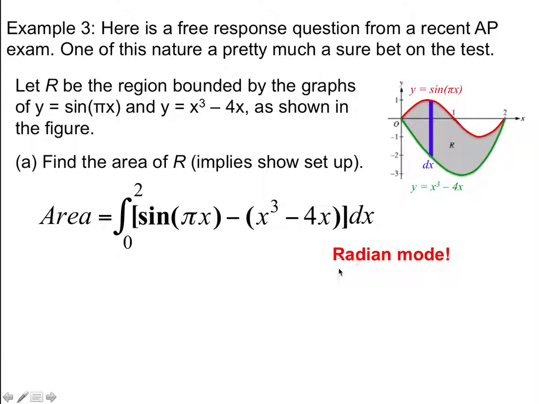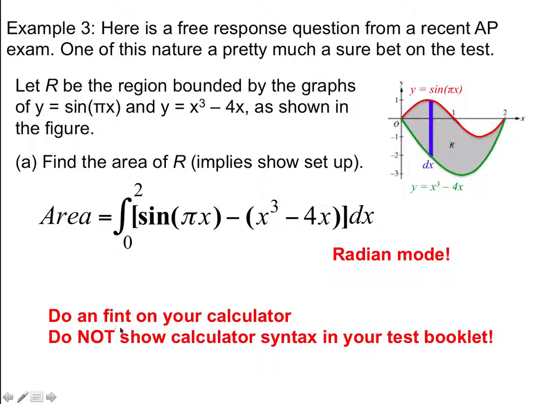Make sure you're in radian mode. And this is a calculator question, so we're going to do an fnInt here. We do not show this fnInt in our test booklet. We just show the setup and then the equals and then the answer. So as you put this into your calculator from 0 to 2, you'll get an answer of 4. So the total points here might be as much as 4 points. 3 points for the setup, 1 point for the answer.